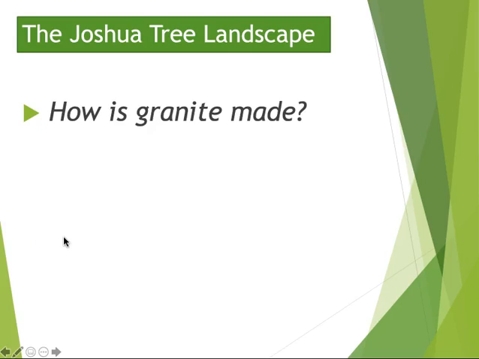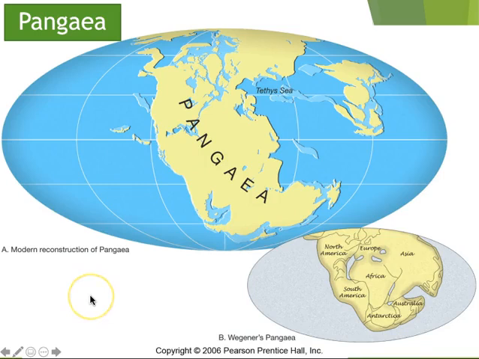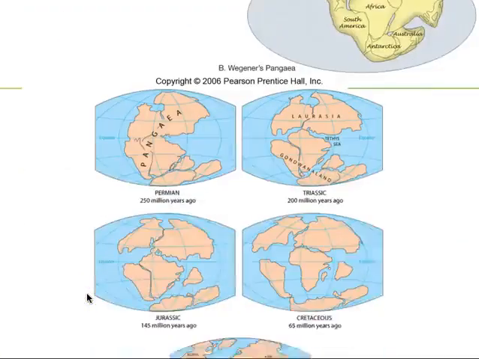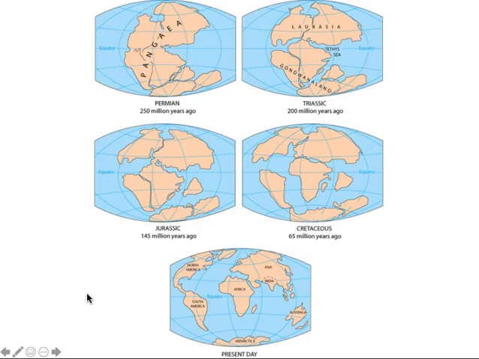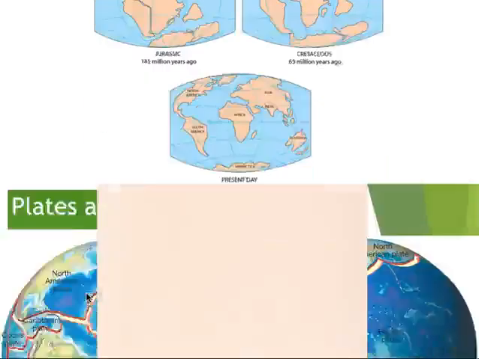In order to talk about how granite is made, we also need to talk about plate tectonics. Let's start with Pangea, the name given to the supercontinent that existed from 280 to 200 million years ago. Starting around 200 million years ago, Pangea began to split apart as the continents started to move away from one another. So why would this happen?